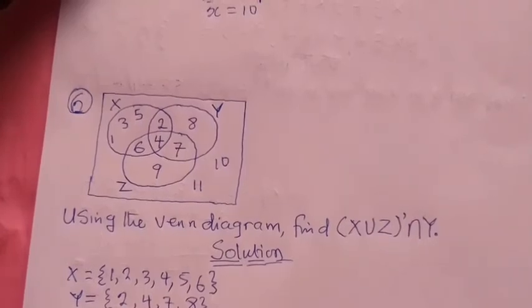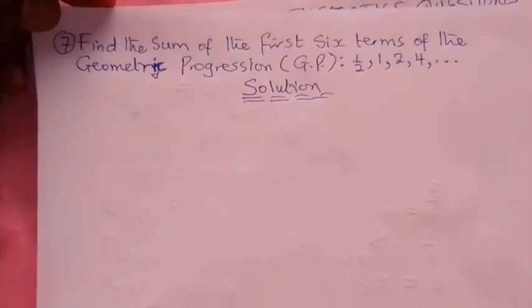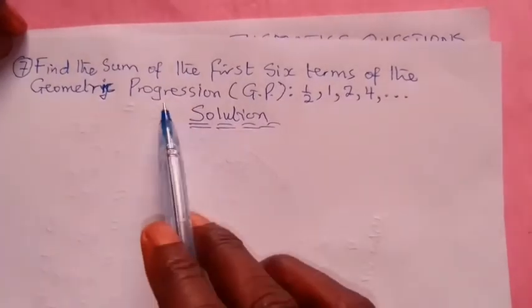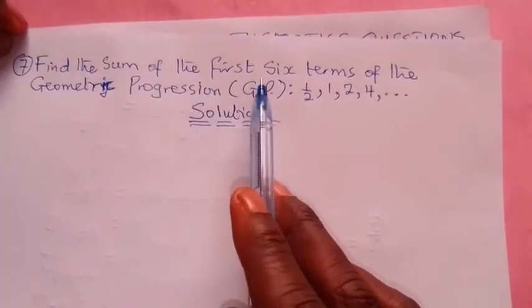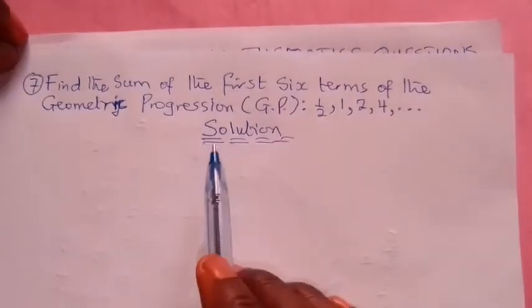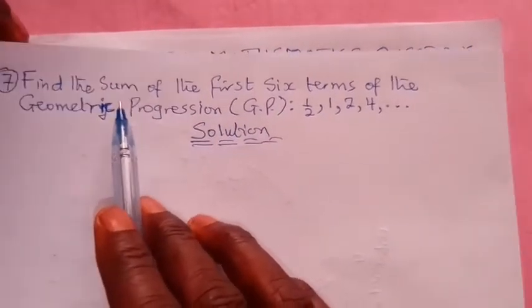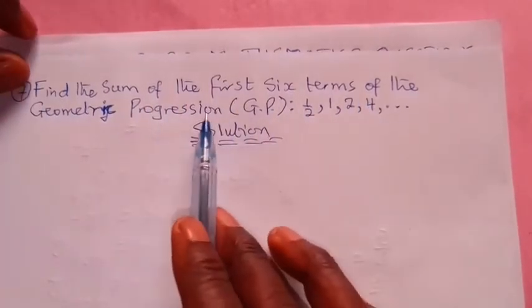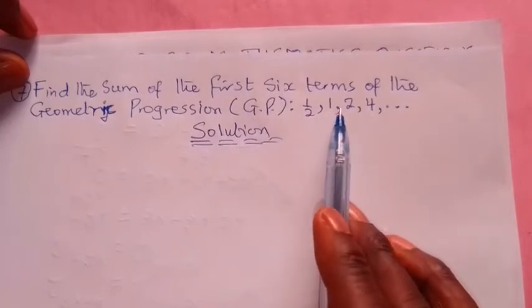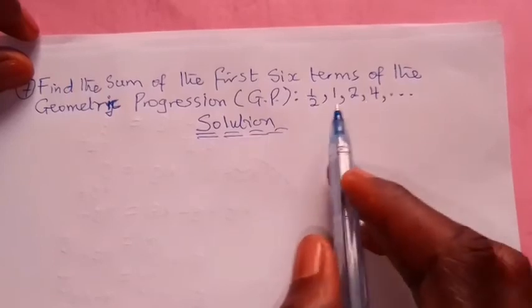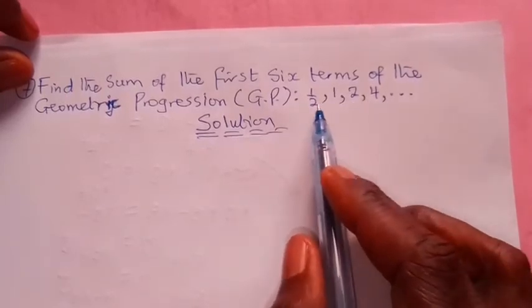Now let us quickly take question 7. Now question 7 is taken from your AP and GP, okay? That is a topic in mathematics called series. Now here we are dealing with GP. It says find the sum of the first 6 terms of the geometric progression 1, 2, and 4. Now the very first thing we are going to do here is to write out the terms that are here, okay?